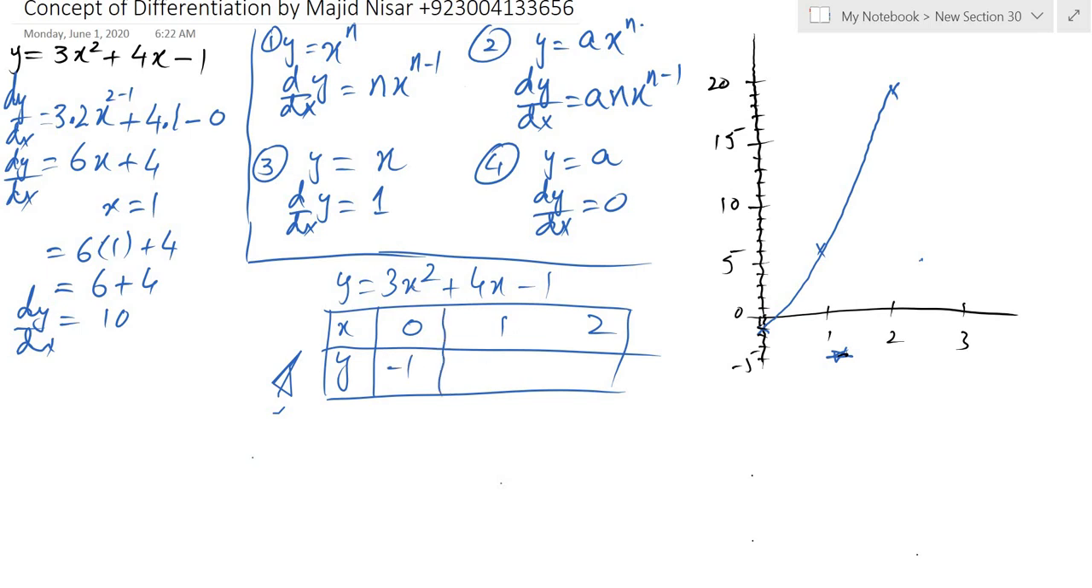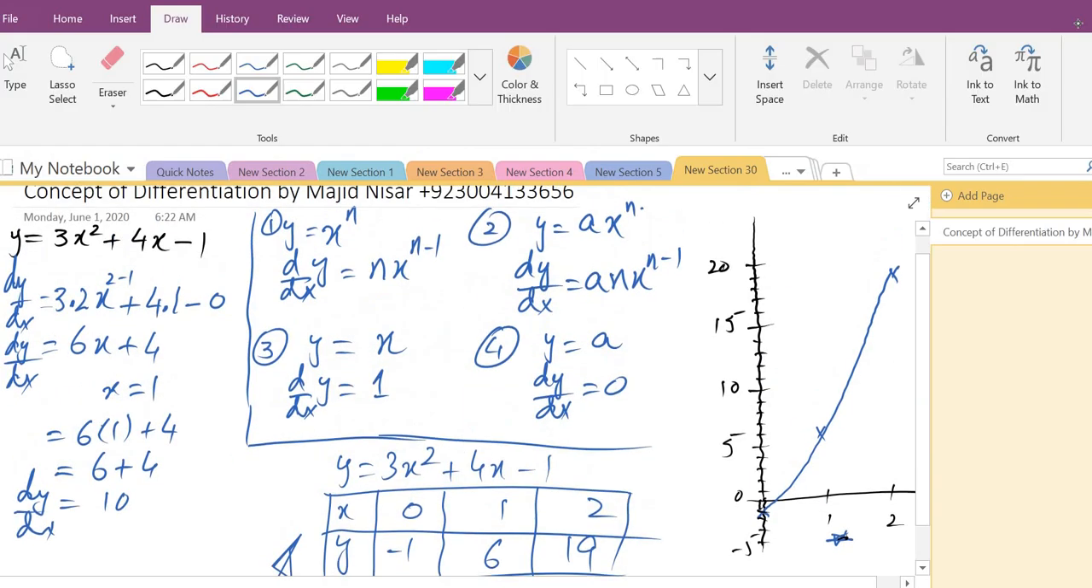When we substitute 1 here, 1 squared is 1, 1 times 3 is 3, plus 4 times 1 is 4, 3 plus 4 is 7, minus 1 is 6. When we substitute 2 here, it will give us 2 squared is 4, times 3 is 12, plus 8 is 20, minus 1 is 19. So we have the points 0, minus 1; I have already drawn it, this point; 1, 6, this point; and 2, 19, this point. Now we have to find its gradient at the point 1.